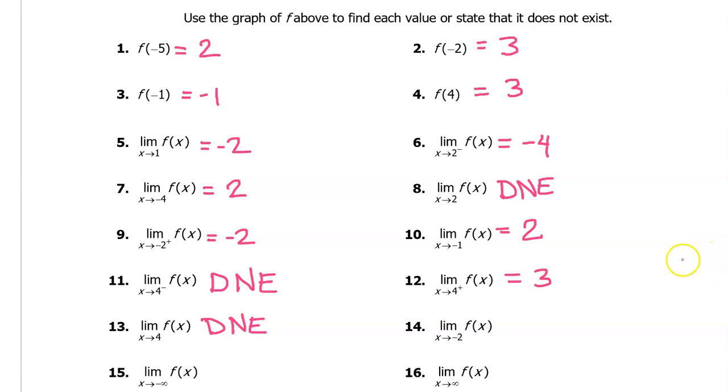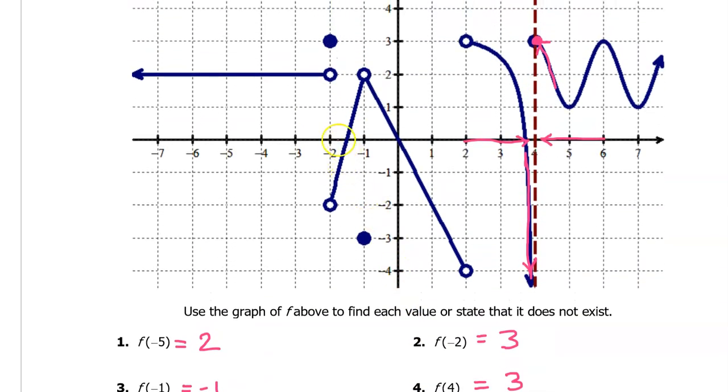Let's take a look at the limit as x approaches -2. So let's see, here is -2. As we approach -2 from the left, the function is approaching 2. As we approach -2 from the right, the function is approaching -2. So we have two different limits from the left and from the right. So that means the overall limit as x approaches -2 does not exist.